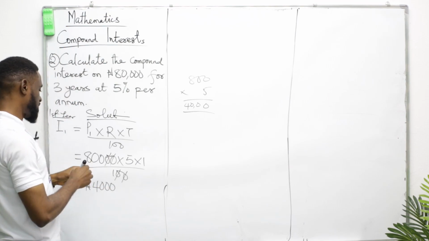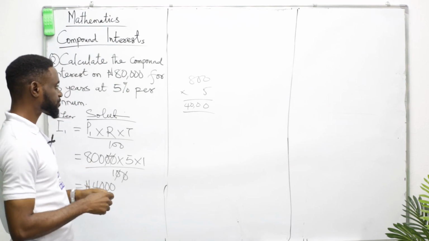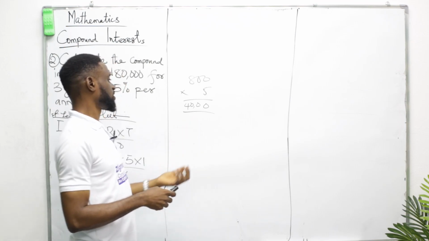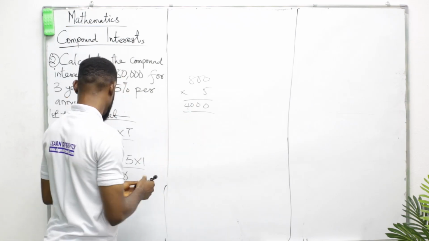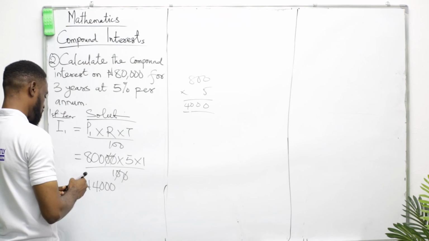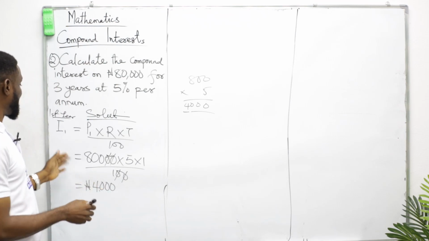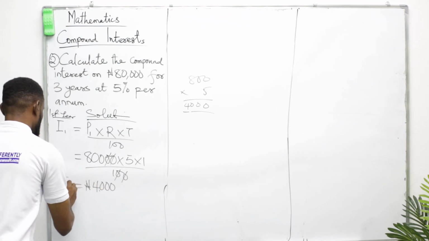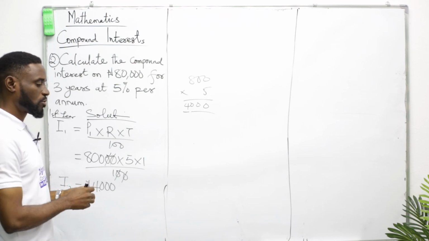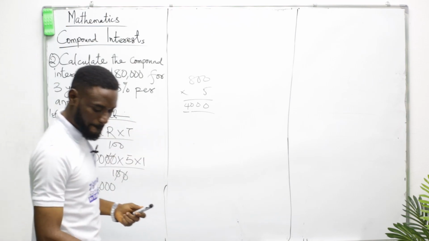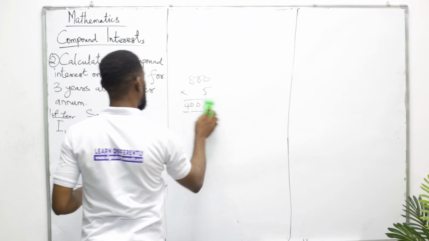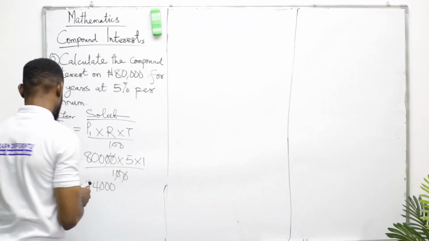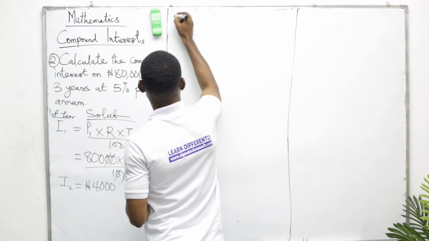So 80,000, 5% of it is 4,000. Okay? So this is our interest of the first year. So for the second year, year 2, let me have second year here.